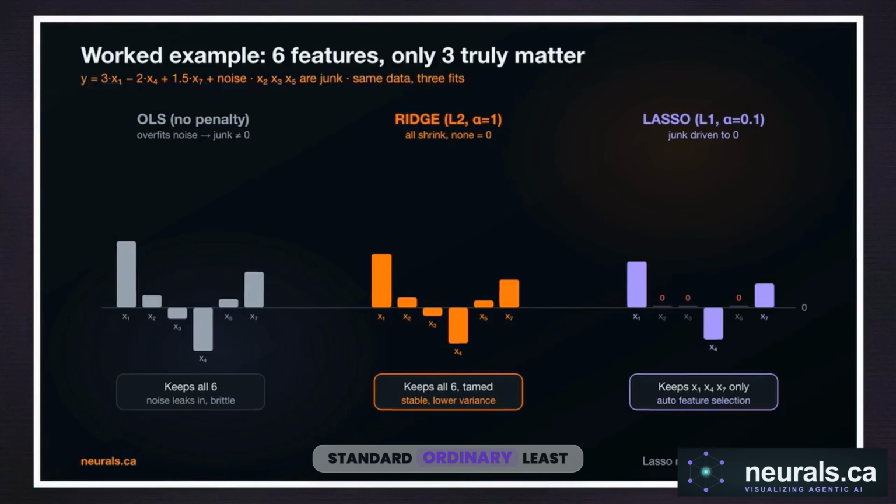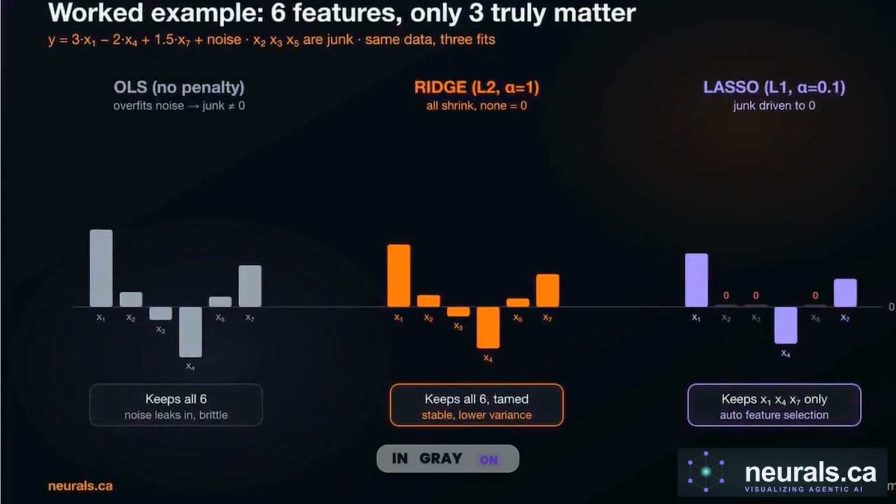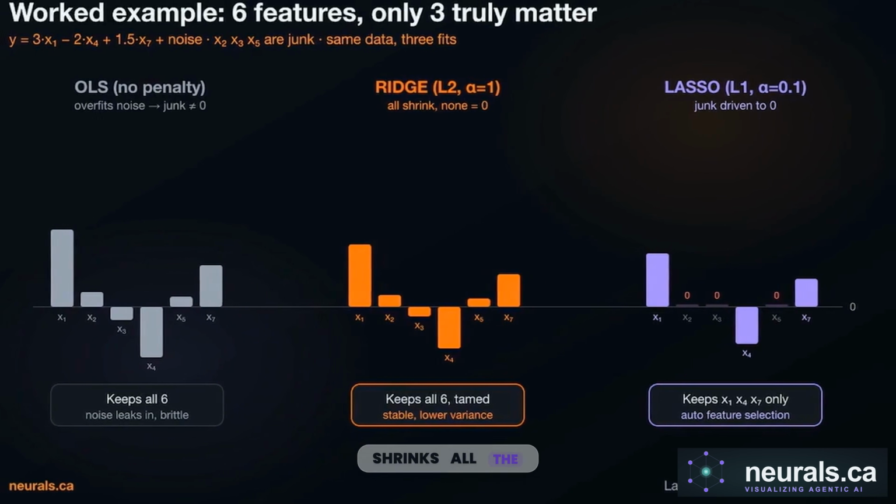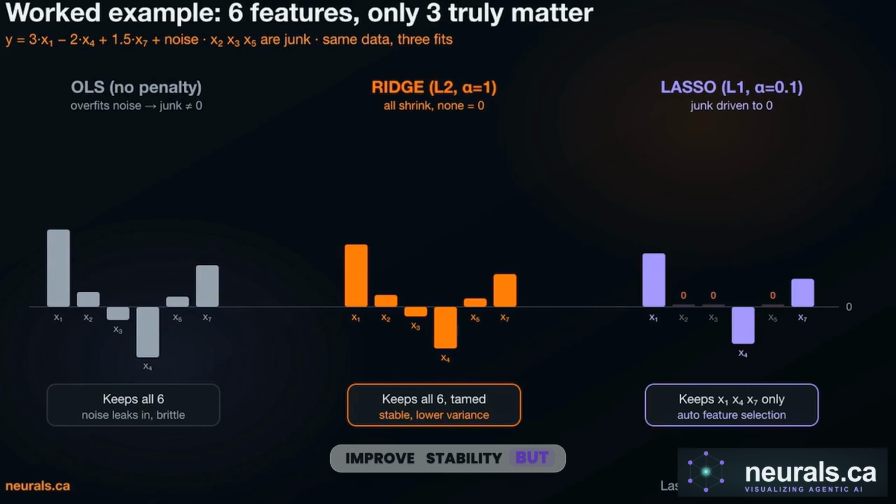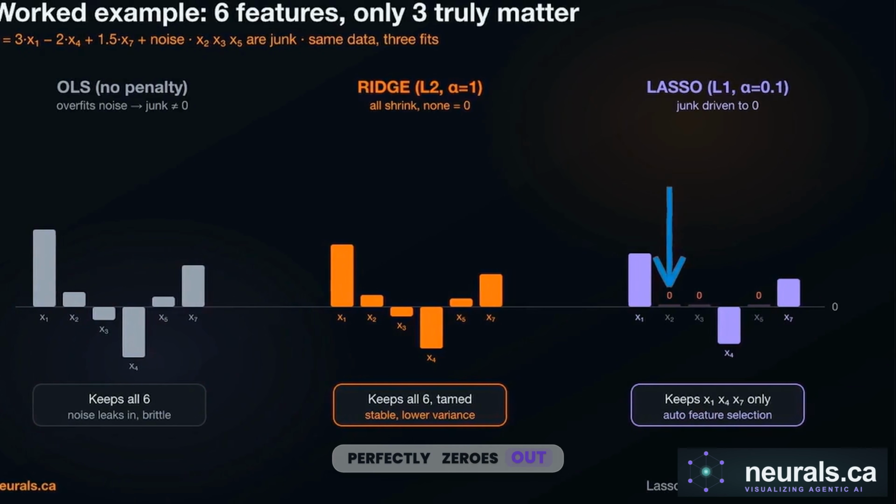The standard ordinary least squares model, shown in gray on the left, blindly assigns value to everything. It lets the noise leak directly into the math, creating a brittle prediction. The ridge penalty in the middle tames the model. It shrinks all the bars down to improve stability. But look closely. None of the bars for the junk features are actually gone. Then we see Lasso on the right. Because of that sharp diamond geometry, Lasso perfectly zeroes out the junk. It recovers the true, sparse underlying model automatically.